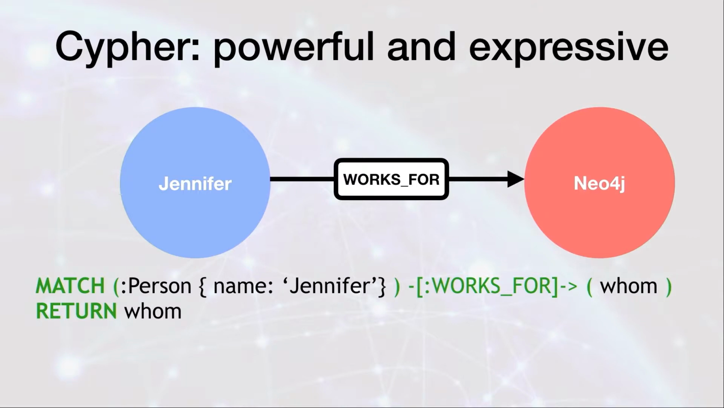So let's find out. You'll add the person named Jennifer, we add the works for relationship there, and then you see the parentheses there with that whom in the middle of them. That's basically just a variable saying we know there's a node there, but we just don't know what all is in it. And then we're going to return that variable, and it will return all the values and the details about that node, which of course we know from the visualization above is going to be Neo4j.